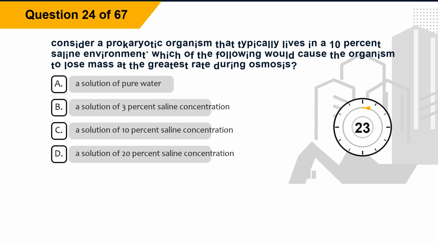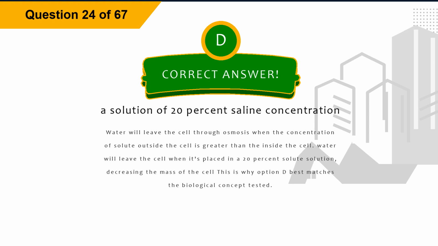Question 24. Consider a prokaryotic organism that typically lives in a 10% saline environment. Which of the following would cause the organism to lose mass at the greatest rate during osmosis? Option A, a solution of pure water. Option B, a solution of 3% saline concentration. Option C, a solution of 10% saline concentration. Option D, a solution of 20% saline concentration. The correct answer is option D, a solution of 20% saline concentration.